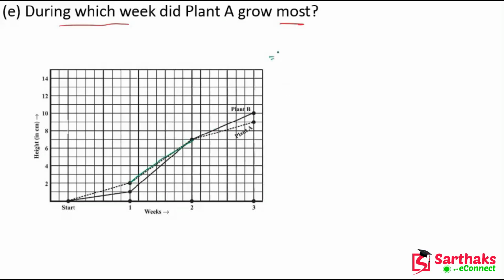So we can write: plant A grew highest during second week. During what? During second week.